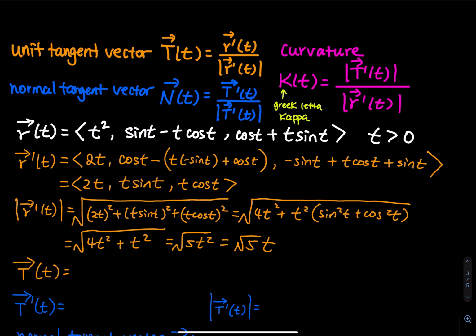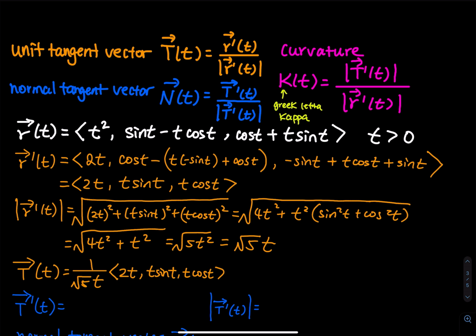So the magnitude, since that is something divided by that, I can just take that out and put that in front. And then the r prime. The r prime is right over here. So we have 2t, comma, t sine of t, comma, t cosine of t. It is just like having this in the numerator, right? It is the same thing as putting this in the numerator and then divided by the magnitude.